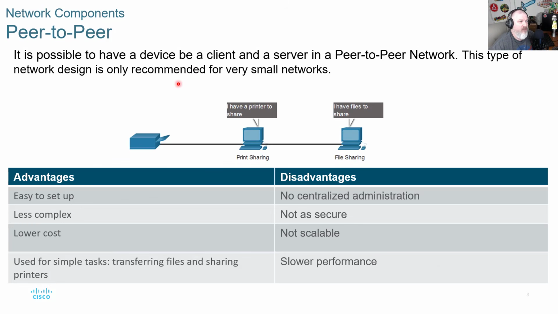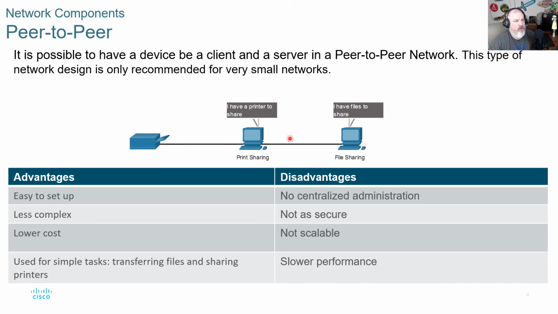It is possible to have a device be a client and a server in a peer-to-peer network. A peer-to-peer network is just, this is one peer, this is the other peer, and they can connect to each other. It's only recommended for very small networks, maybe 2 or 3 computers, 4 computers. I don't set up many peer-to-peer devices anymore. I usually put some type of switch in place. Even a small switch is not too expensive anymore, and I'll have the devices use a switch. It's just easier to connect them all.